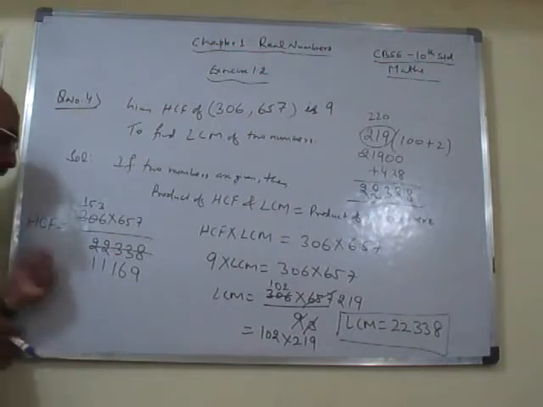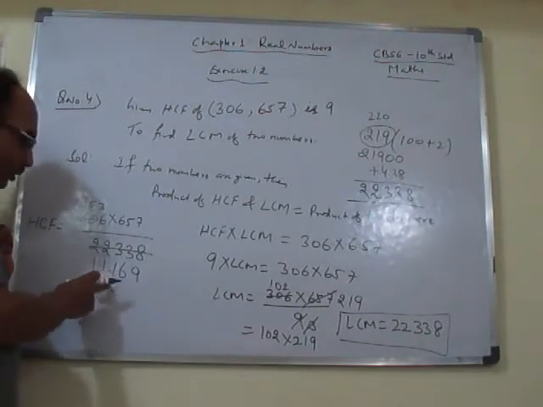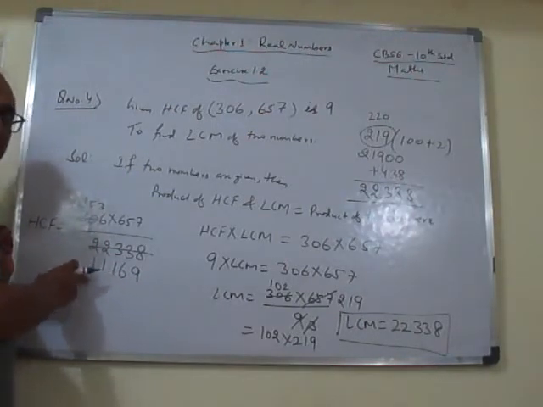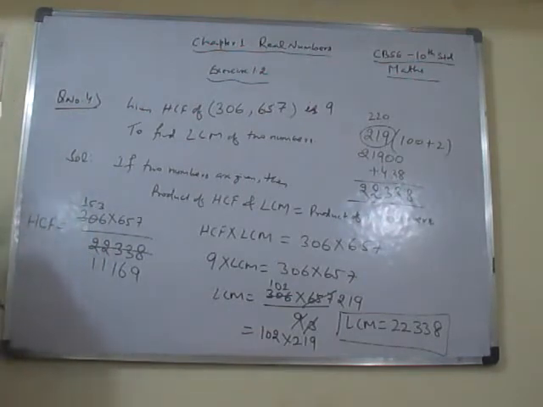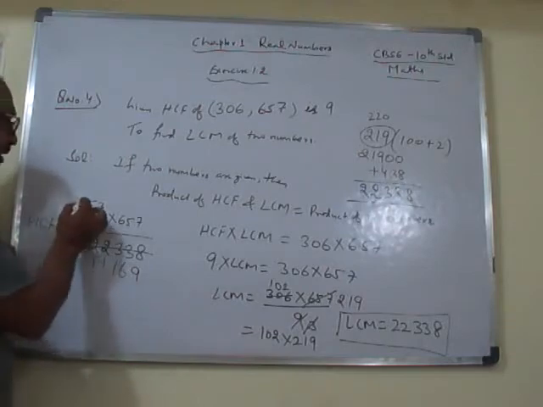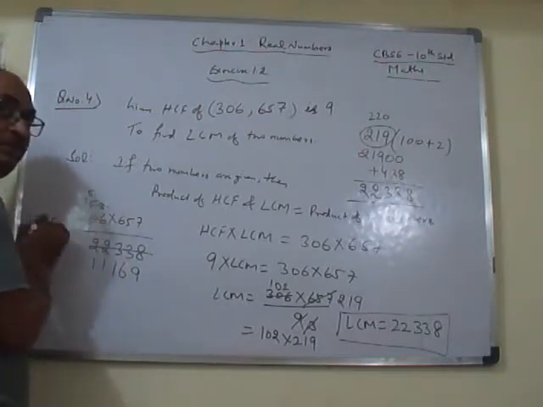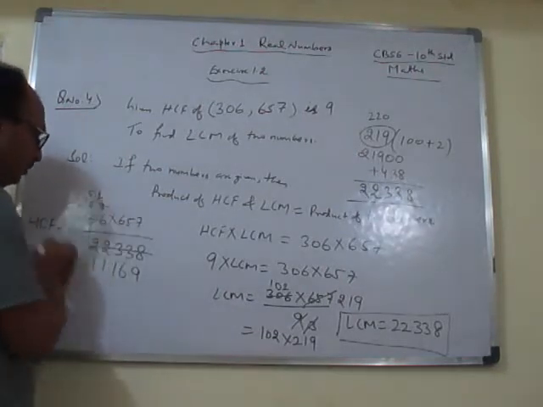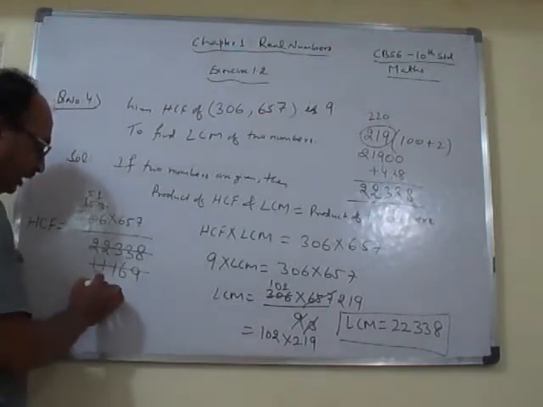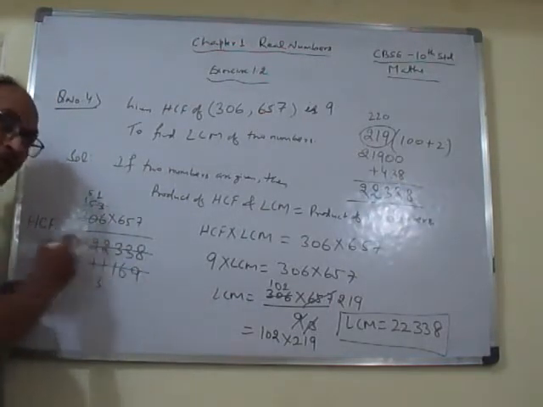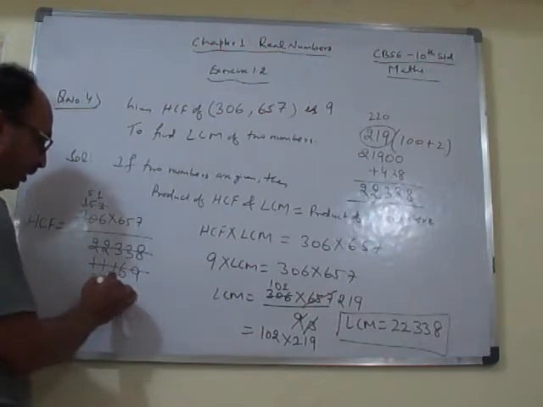What about this number? So 9 plus 6, 15, 16, 17, 18. 18 is divisible by 3. It means this number is also divisible by 3. Let us divide it by 3. So 3 5s are 15, 3 1s are 3. Here 3 3s are 9, 21, 3 7s are 21, 3 2s are 6, 3 3s are 9.